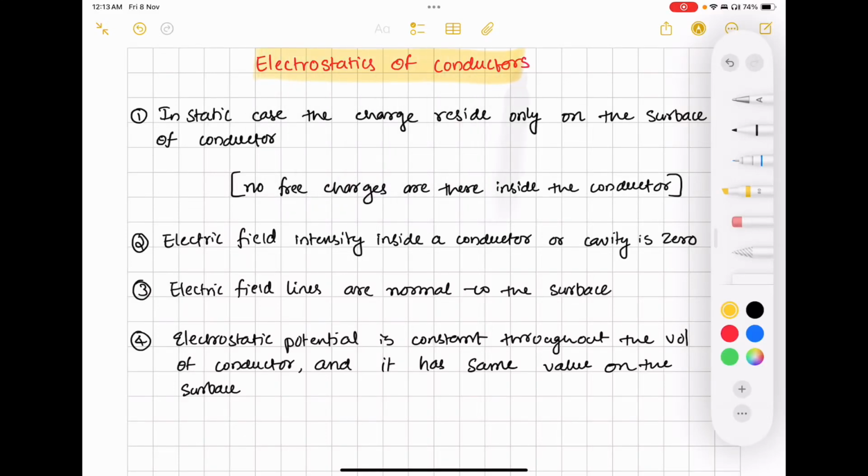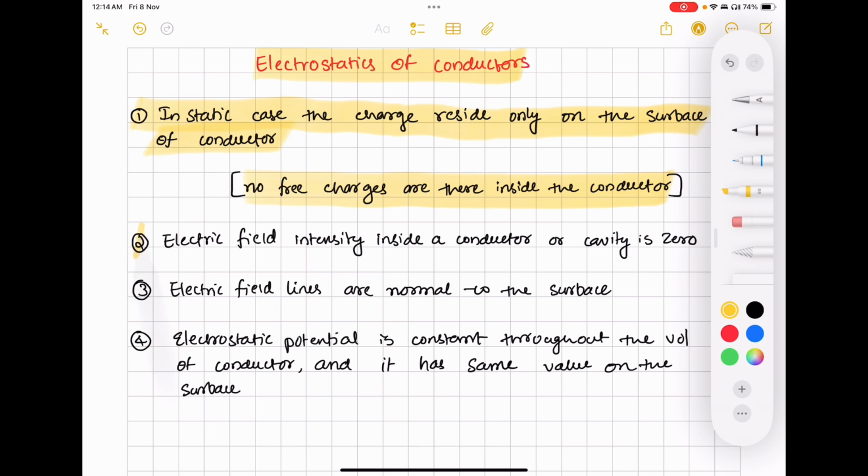Electrostatics of conductor. So today we are going to study some properties of conductors. The first property is that in the static case, the charge resides only on the surface of the conductor. That is, the charges will be only on the surface of the conductor. No free charges are there inside the conductor.